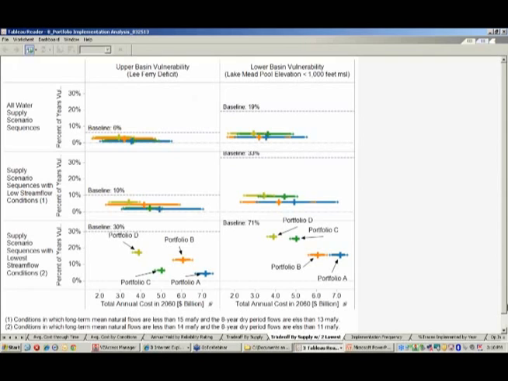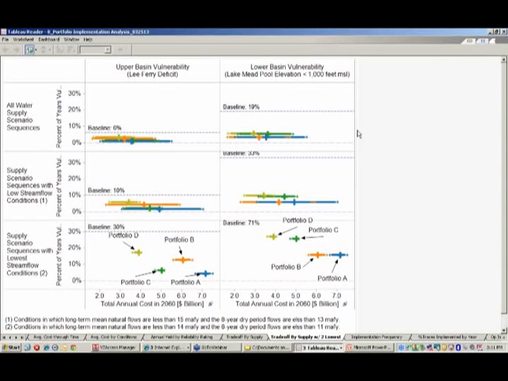So what we have here is effectively the same exact figure. However, we've grouped our supply scenarios in a different manner. On the top row, we've got all water supply scenarios. And what we see is that because the baseline had 6 or 19% of traces vulnerable, we're just not seeing a lot of separation amongst the portfolios when we're averaging results across all those different scenarios.